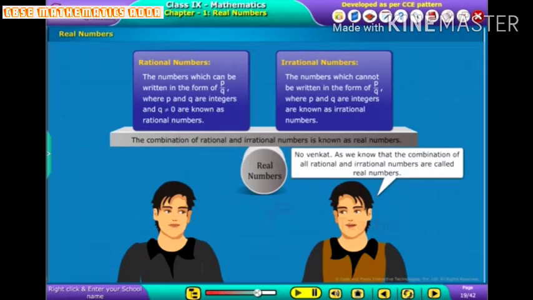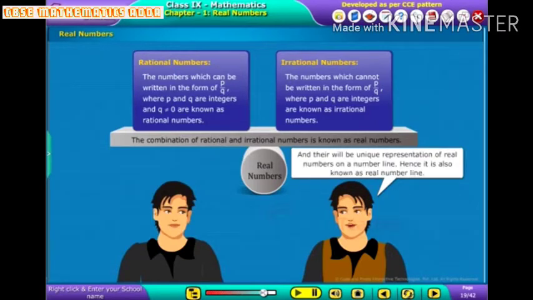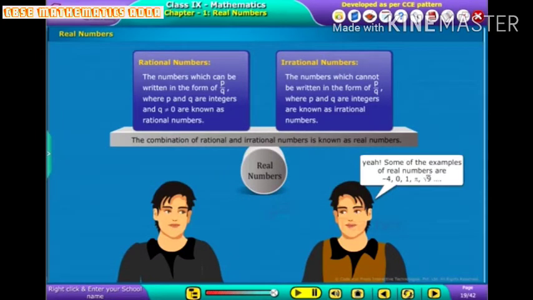As we know, the combination of all rational and irrational numbers are called real numbers. So these real numbers cover all the points on a number line, and there will be a unique representation of real numbers on a number line. Hence it is also known as the real number line. Can you give some examples? Yeah, some examples of real numbers are -4, 0, 1, pi, root 9 and so on.